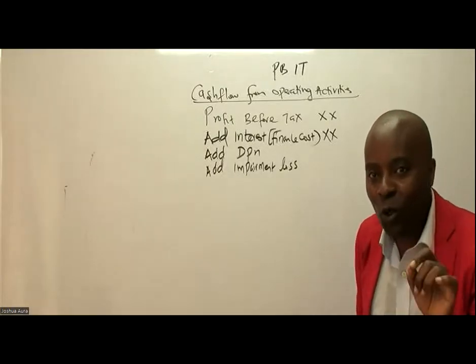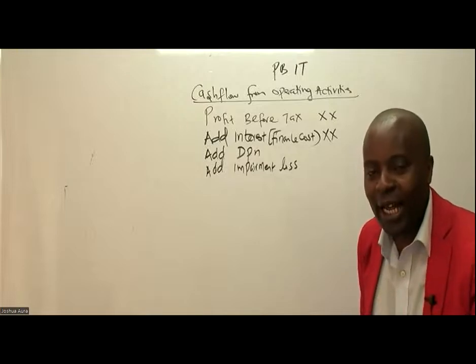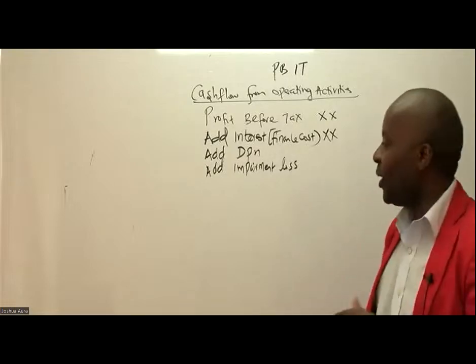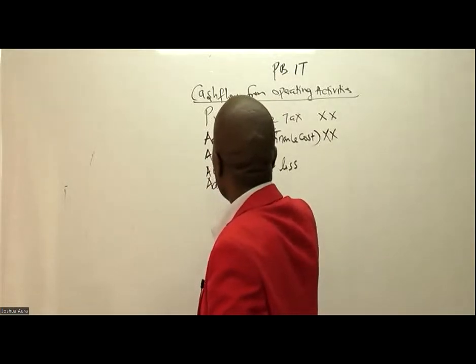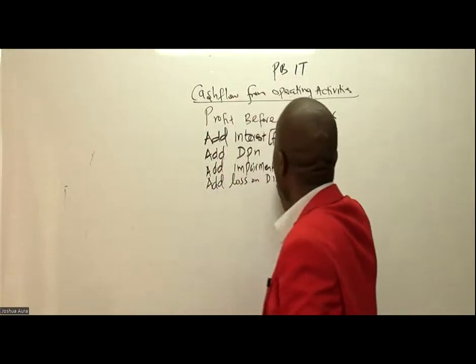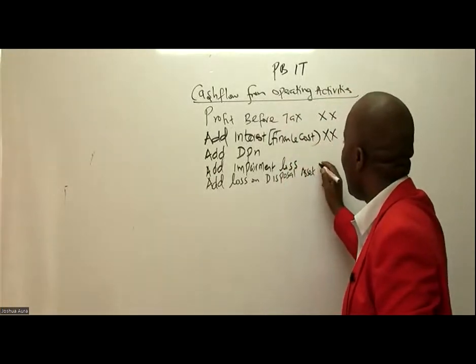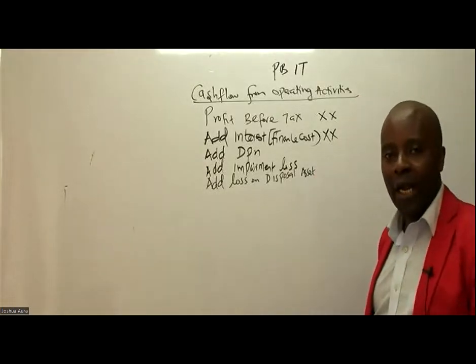Yes, we have a loss on what here? Disposals. When you dispose of an asset and you make a loss, that loss is not a cash item. So in this case, add a loss on disposal of any asset, including subsidiaries.